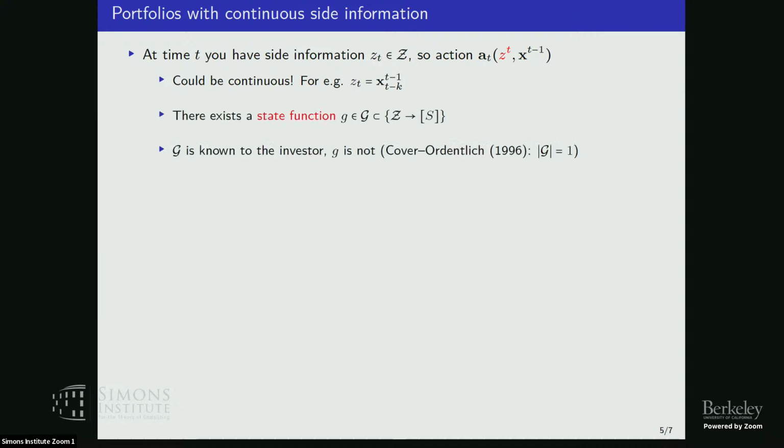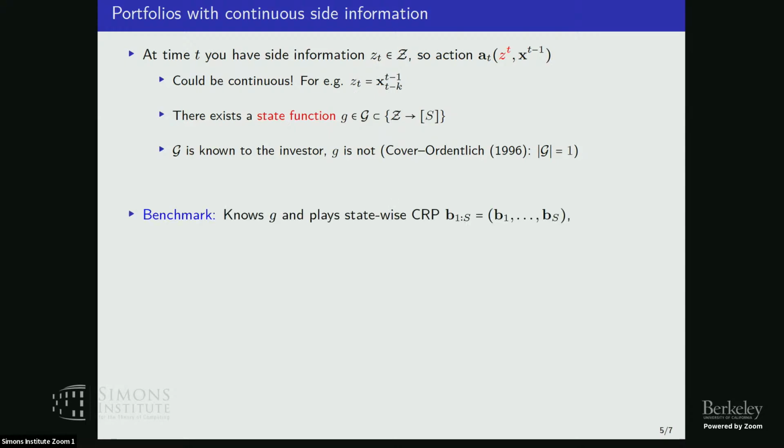So we also assume that there exists a state function G that maps the side information to one of S states, right? And this state function is not known to the investors. So you don't know how the side information is going to map to a state. And this is what makes this work different from Cover and Ordentlich's portfolio selection with side information, because they consider the case when the state is directly visible to everyone. So there's no function G in that case.